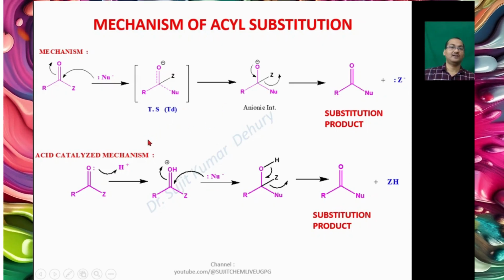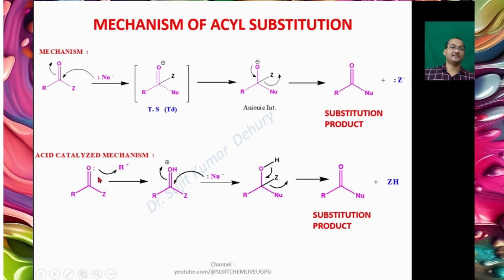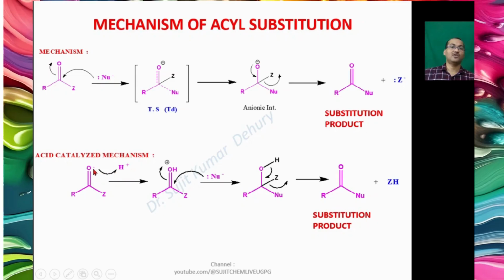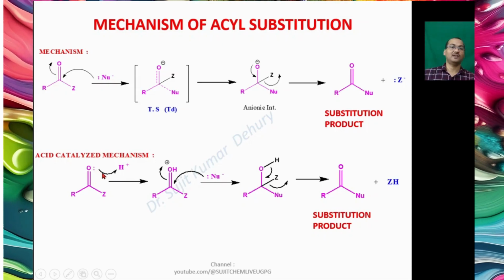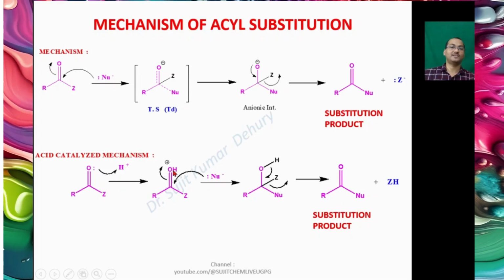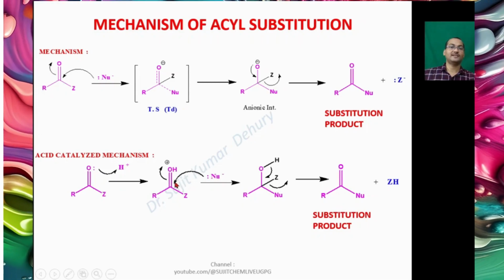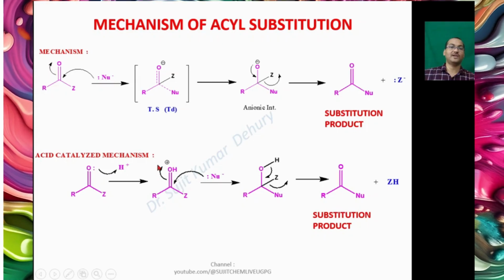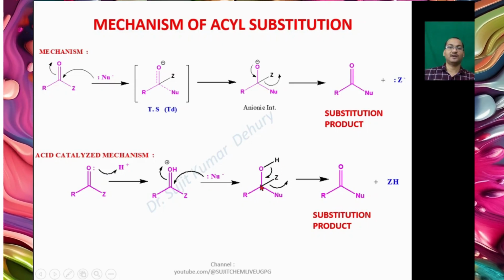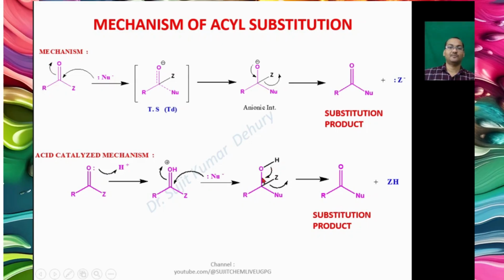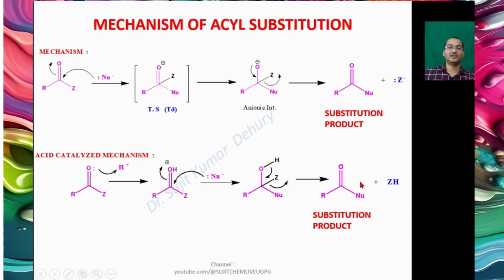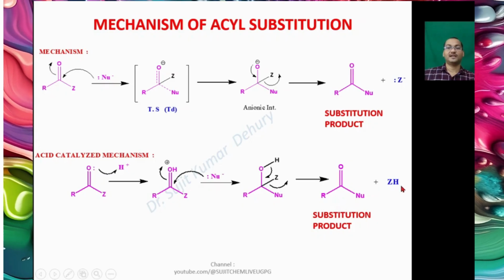And this can take place in the presence of acid. In the presence of acid H plus, the carbonyl oxygen lone pair acts as a nucleophile and will attack the electrophile H plus. So you get this protonated form of OH plus, and the nucleophile will attack this carbonyl carbon, and this double bond will break on O plus. As a result, you end up with this tetrahedral intermediate. When this OH bond breaks here, it will kick out Z as Z minus. So again you get the substitution product plus ZH.